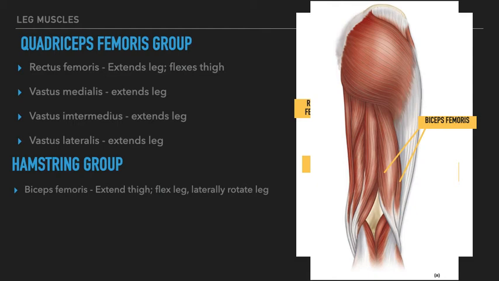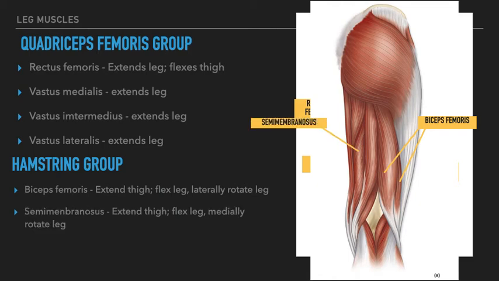the biceps femoris. This has a long head and a short head. It extends the thigh, flexes the leg, as well as laterally rotating the leg. The origin of the long head is the ischial tuberosity. The short head origin is the linea aspera of the femur, and then they're going to both insert on the head of the fibula.